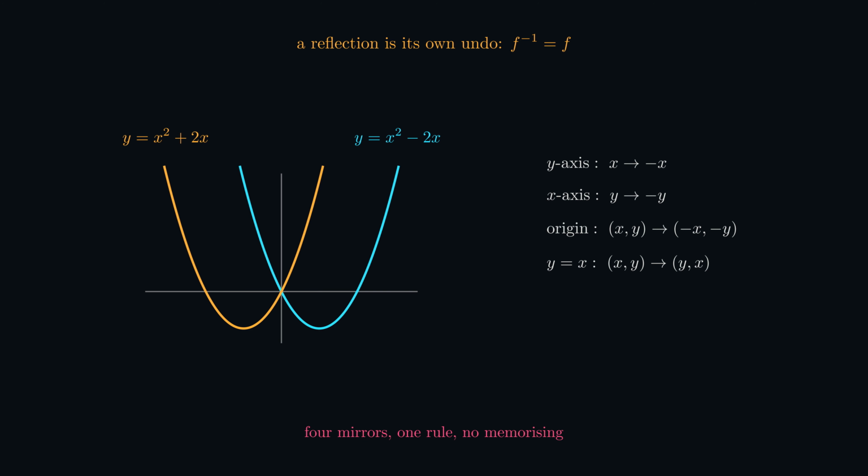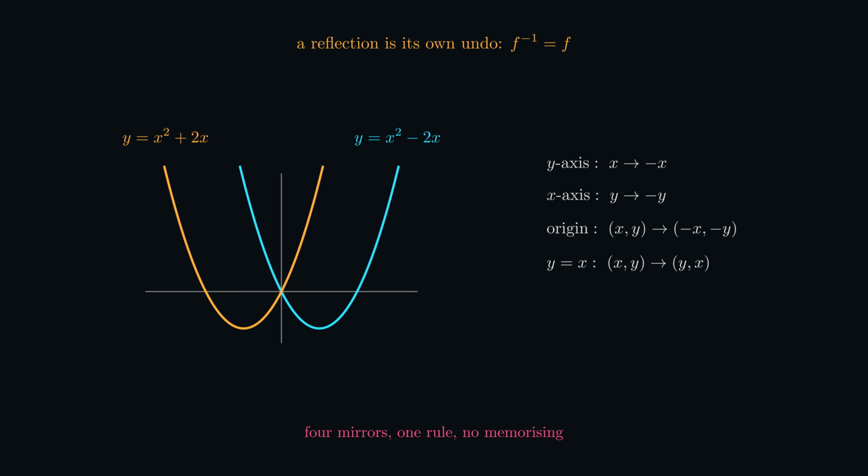Across the y-axis, x goes to minus x. So in the equation, replace x by minus x. Take y equals x squared minus 2x. Fold it across the y-axis. y equals x squared plus 2x. The picture confirms it. The dip on the right becomes a dip on the left.